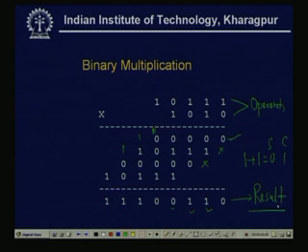So, the binary addition rule is applied, and only the multiplication is slightly different, otherwise the total multiplication rule is the same as that of our decimal notation.